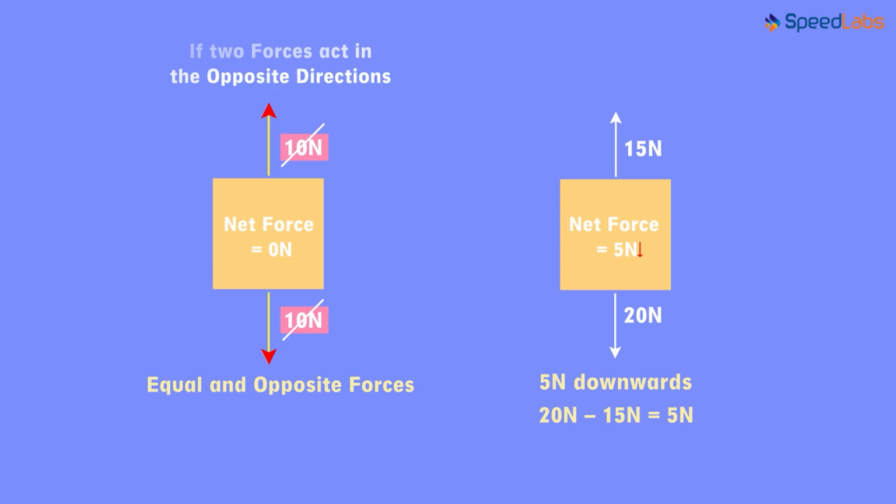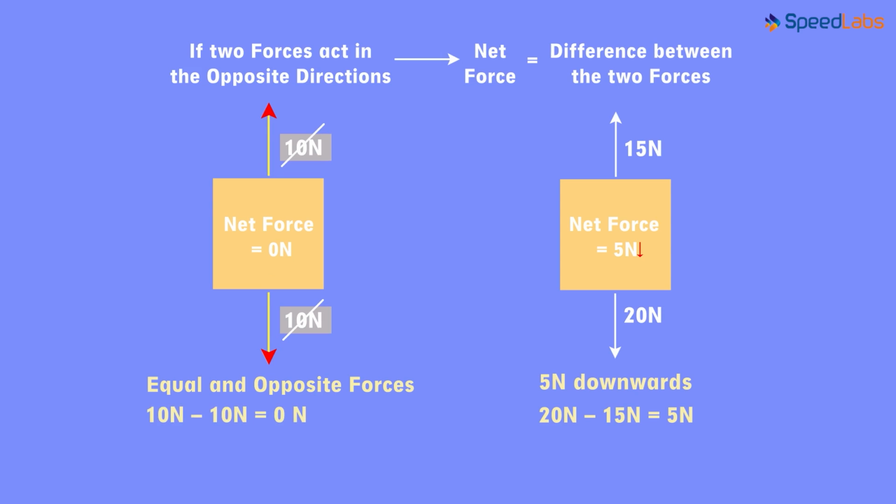This tells us that if two forces act in opposite directions on an object, the net force acting on it will be the difference between the two forces. For the first object, both the forces had a magnitude of 10 newtons and they were acting in opposite directions. The net force on the object was 10 minus 10, that is 0.